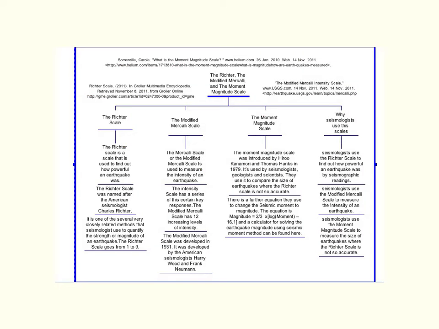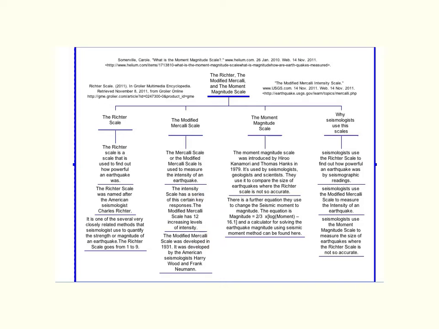I really liked this image for comparing the three different scales, or ways to measure an earthquake. So the first one is the Richter scale. It's located right there. It's used to measure the strength of the earthquake, or the magnitude, and it goes from 1 to 9. We also talked about the modified Mercalli, or the Mercalli scale, and it has 12 levels, and it has more to do with somebody's perception of what they're feeling or what their observations are.